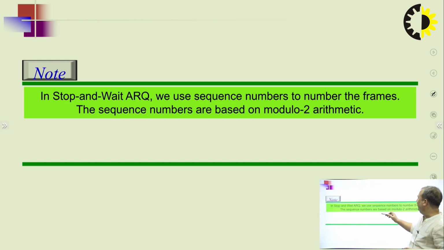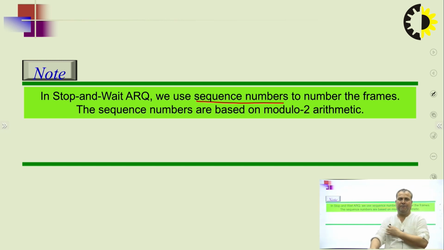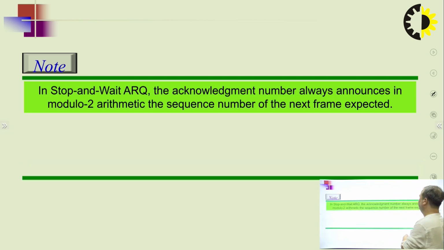So in stop and wait ARQ, we use sequence numbers if the channel is noisy, to number the frames, like frame 0, frame 1, and so on. The sequence numbers are based on modulo 2 arithmetic, which means the remainder when divided by 2. So you can start numbering the frames with 0 or 1. In stop and wait ARQ, the acknowledgement number always announces, in modulo 2 arithmetic, the sequence number of the next frame expected.